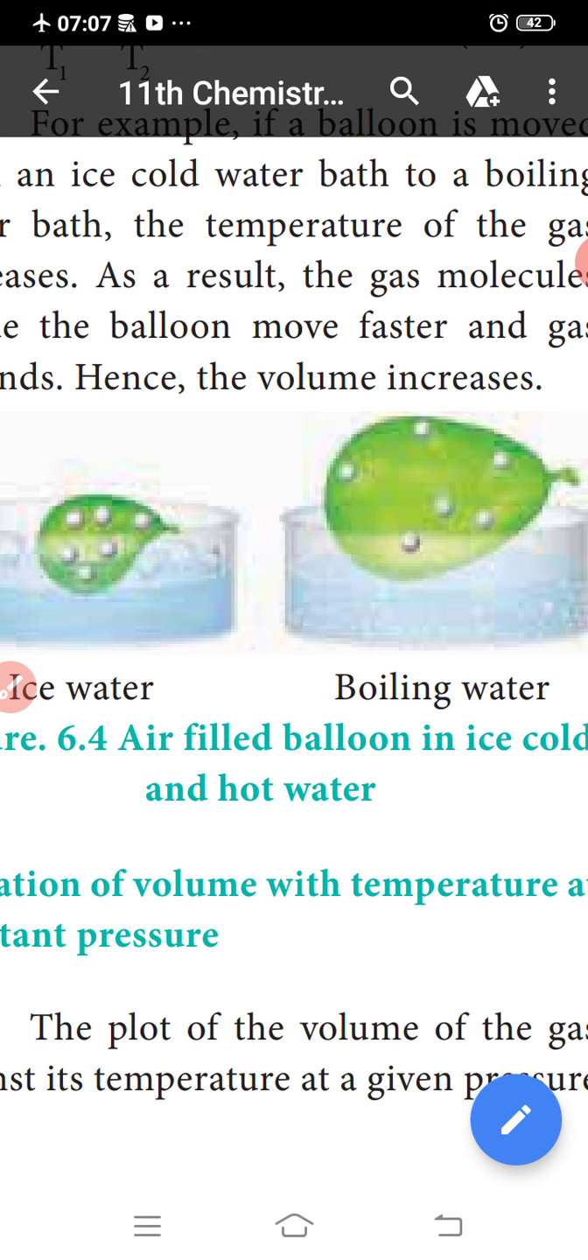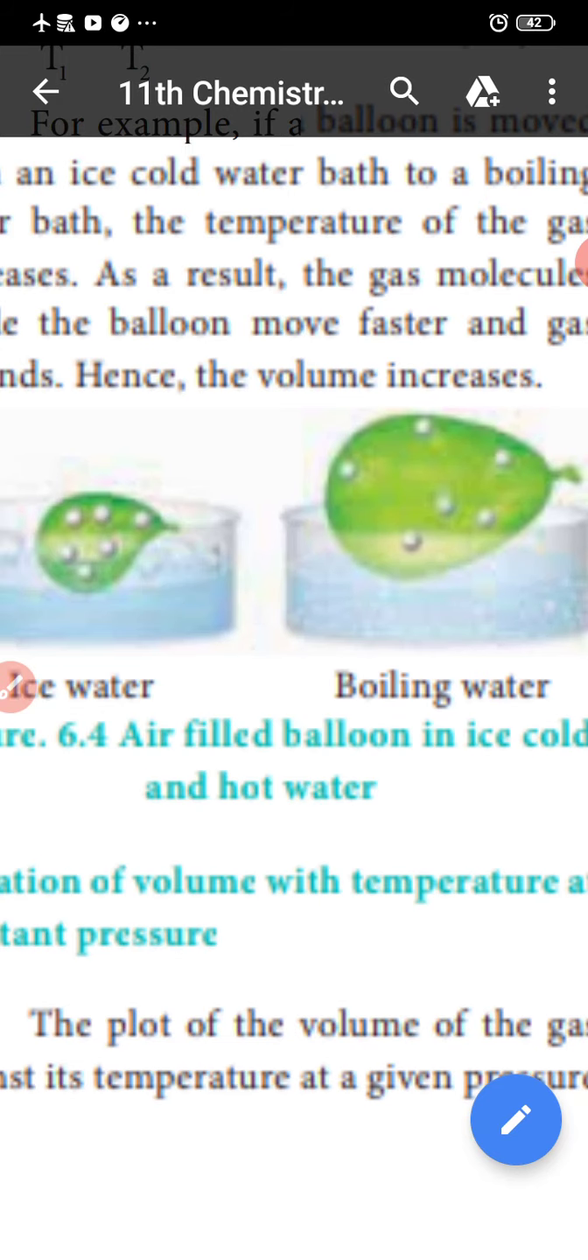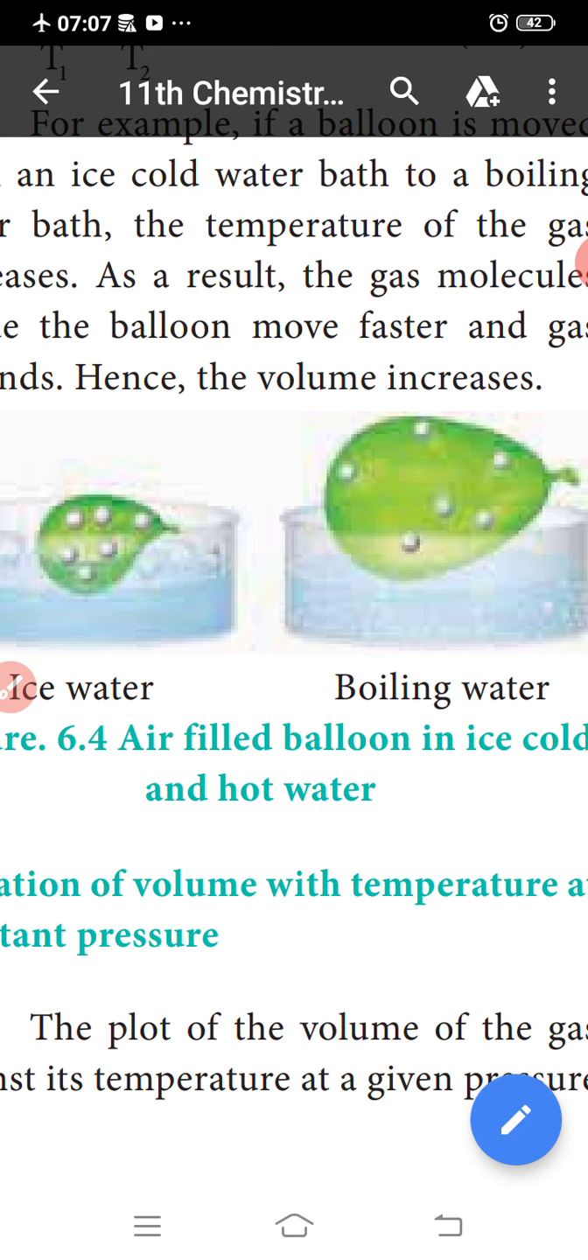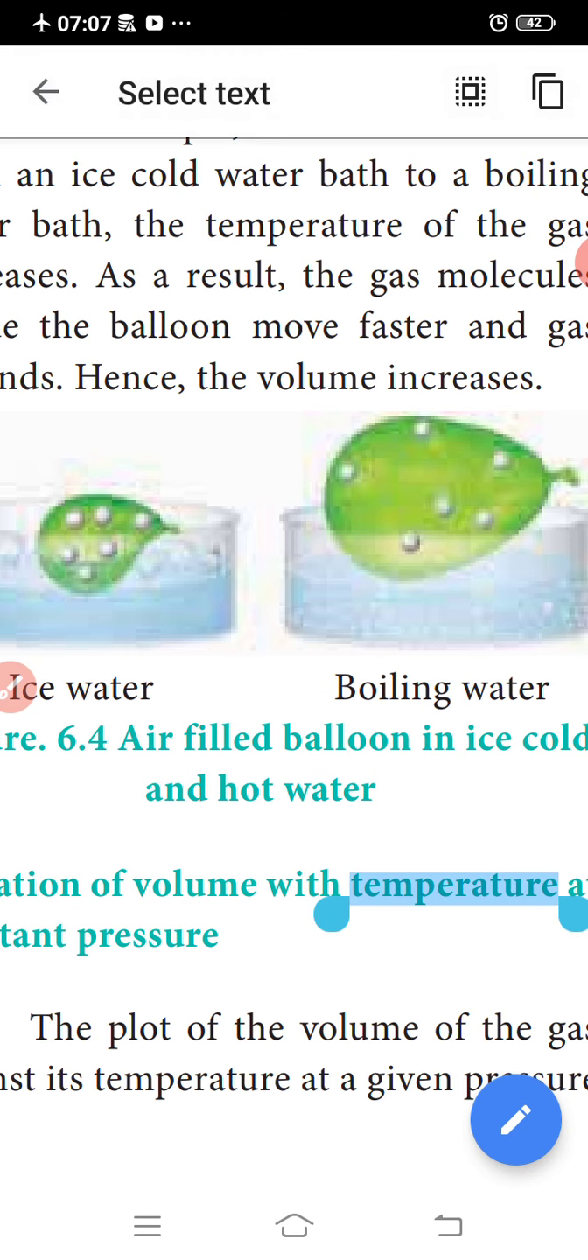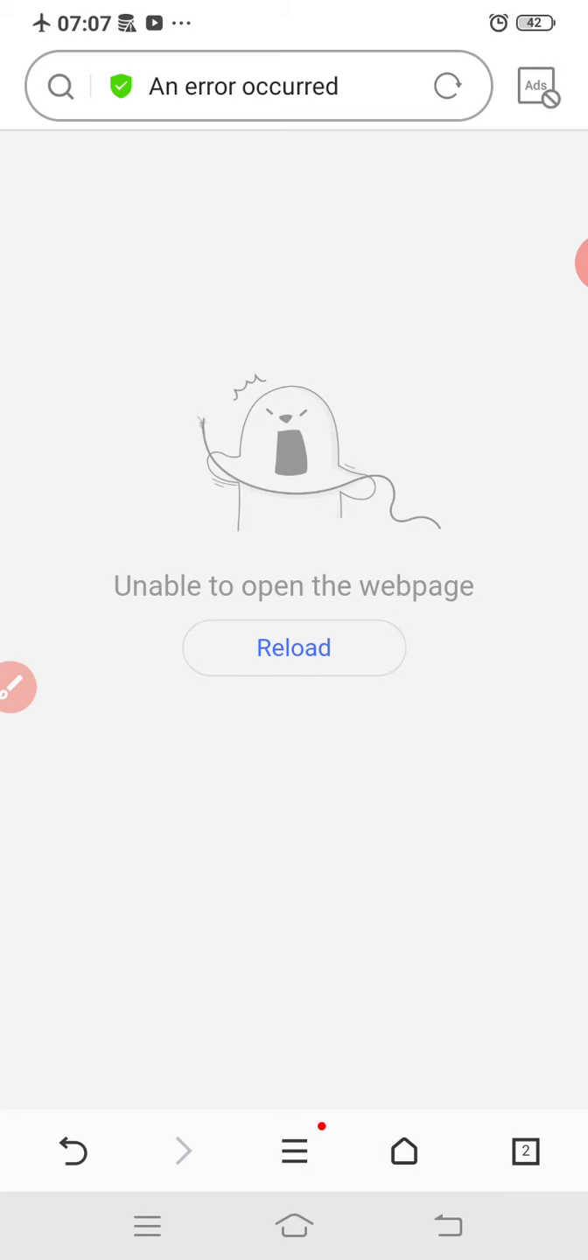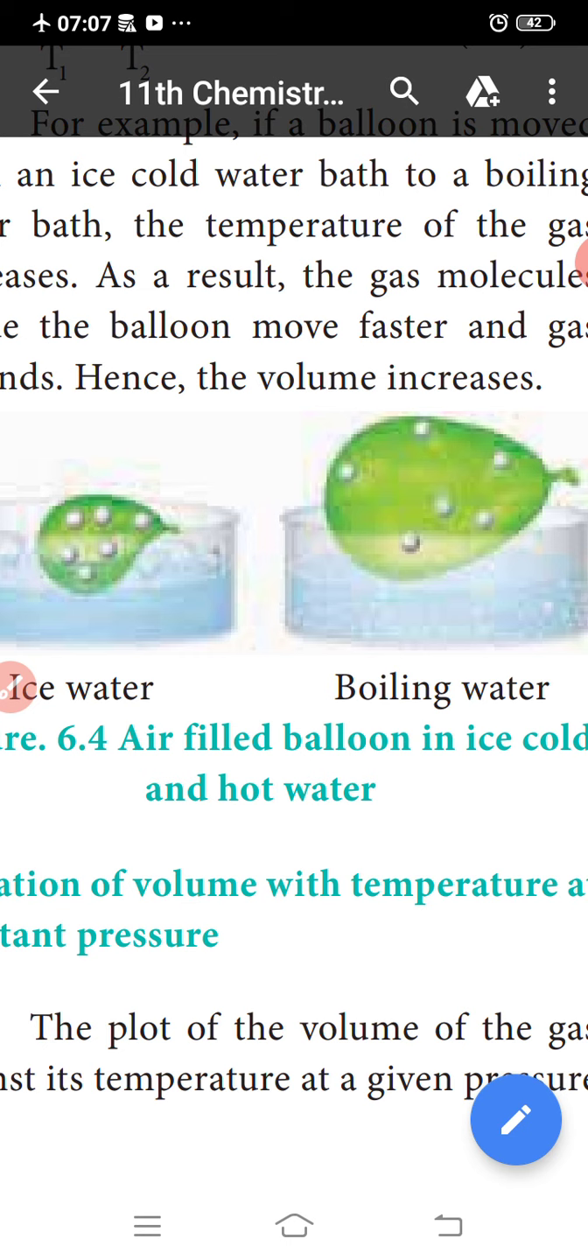Next, the variation of volume with temperature at constant pressure. The plot of the volume of a gas against temperature at a given pressure. From it, it is clear that the volume of the gas increases linearly with temperature at a given pressure. Such lines are called isobars. It can be expressed by a straight line, y is equal to mx plus c. This is the straight line.